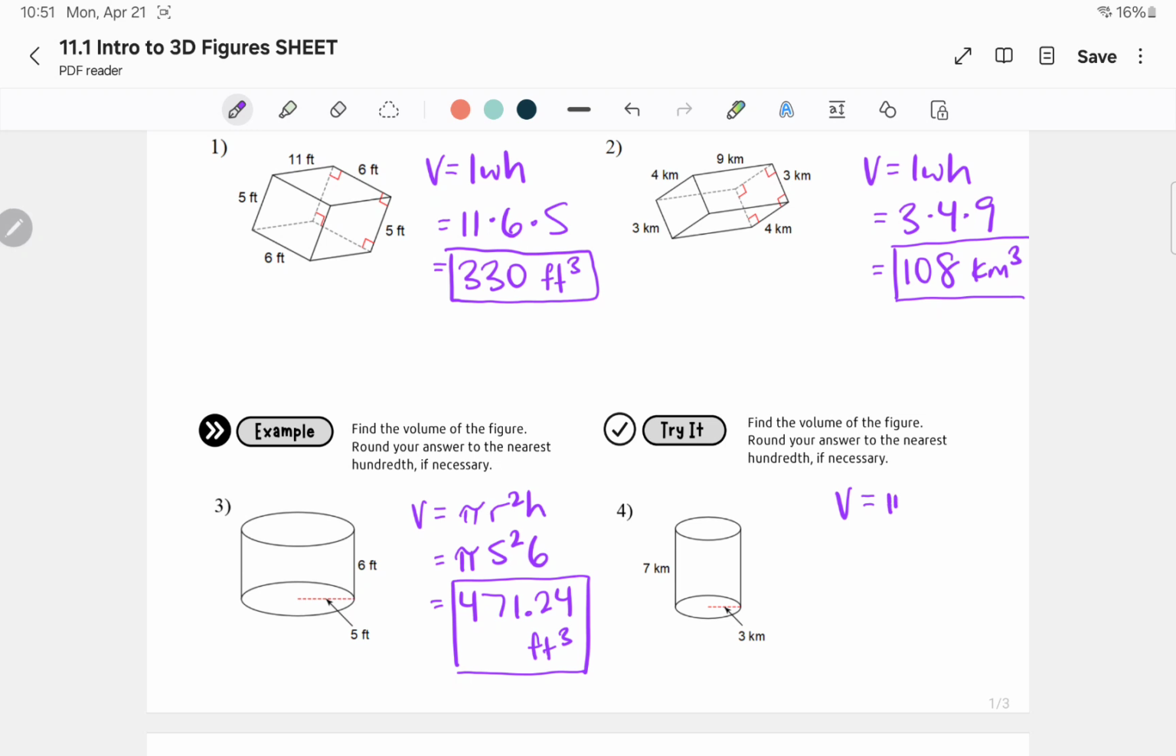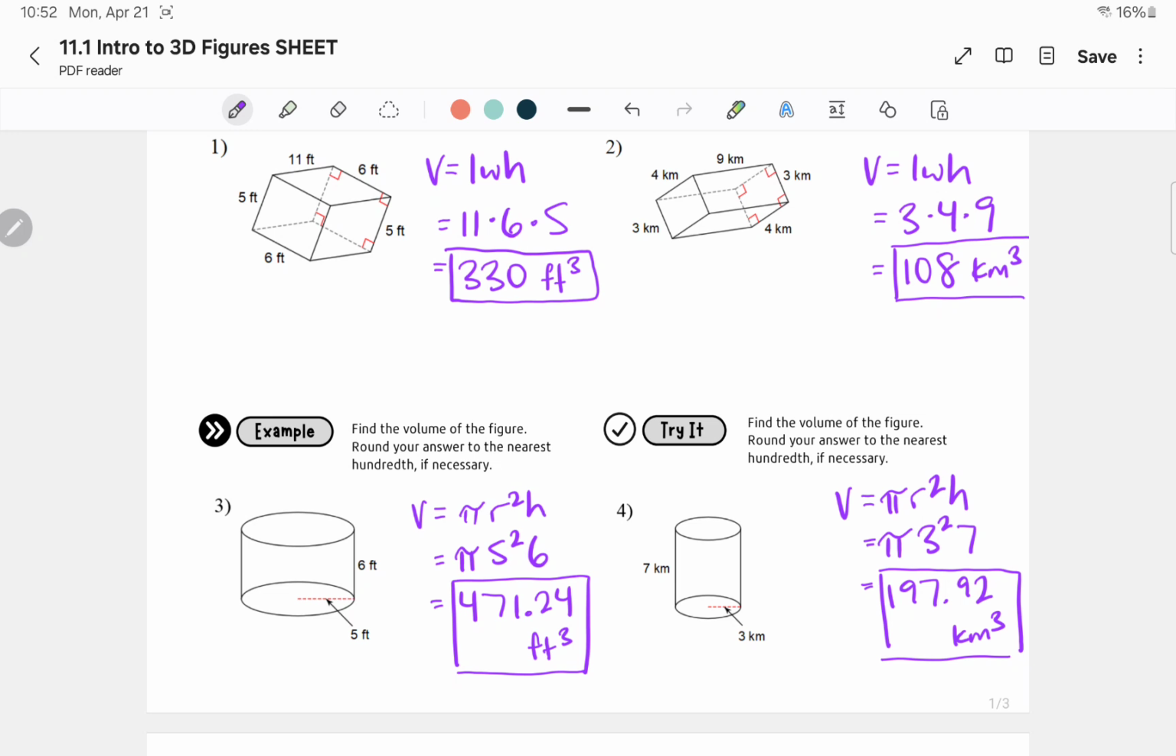All right, so number 4, we should have the same formula. We're gonna still plug in pi, the radius is 3, and the height is 7. So we're gonna put in pi times 3 squared, or just put in 9, right? Times 7 is 197.92, rounding it to the nearest hundredth. And that is kilometers, cubic kilometers.